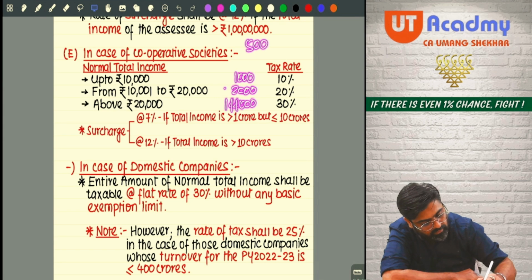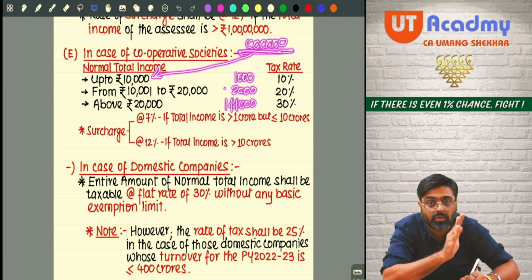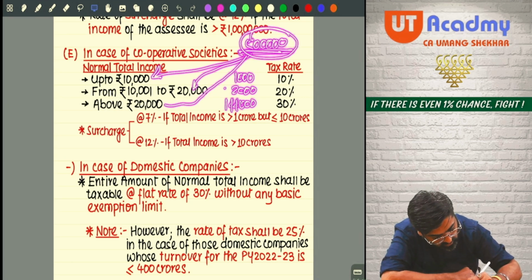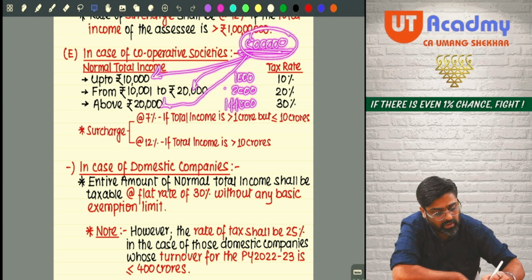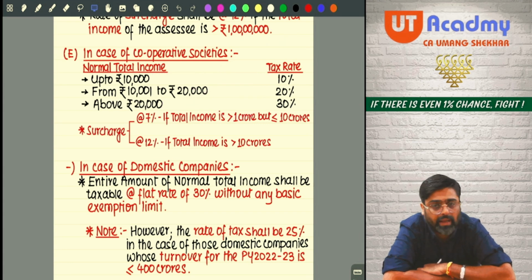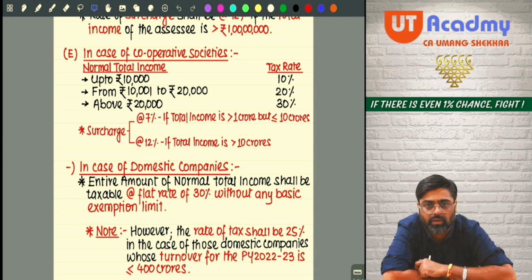If the normal total income is 5 lakhs, then out of this 5 lakh, on the first 10,000, 10%. Then 10,000 to 20,000, another 10,000, it will be 20%. And whatever total income is in excess of 20,000, that is 4,80,000, on that you will apply 30%. Now add all of them. 1,000 plus 2,000 plus 1,44,000. 1,47,000 will be the tax over here.